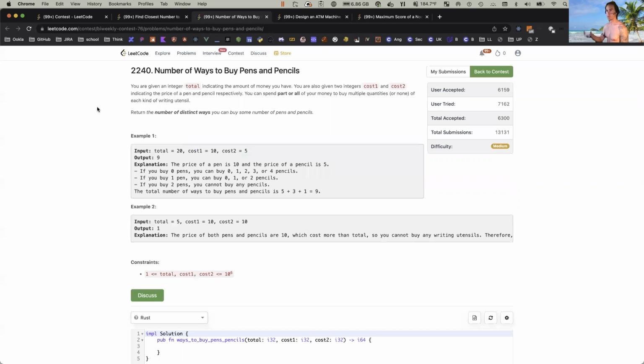Number of ways to buy pens and pencils. Number of distinct ways you can buy the number of pens and pencils. Price of a pen is 10, price of a pencil is 5, buy 0 pens. Oh, okay, so you can use rule of product. Let's see, 10 to the 6, number of distinct ways. You buy 0 pens, you can buy 0, 1, 2, 3, or 4 pencils.